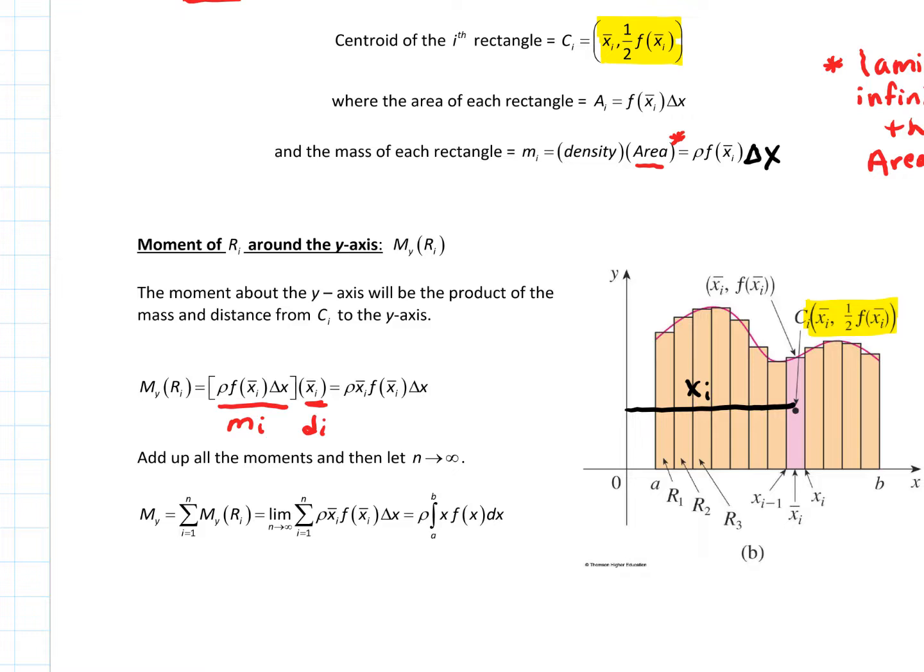So we are looking at the moment given here. The moment, the tendency to rotate that rectangle about the y-axis, is rho x sub i bar, f of x sub i bar, delta x. We add all of those up, and then we take the limit as n goes to infinity, and we can see that the moment actually ends up being an integral, whatever that density is of that plate, times the integral from a to b of x f of x dx.